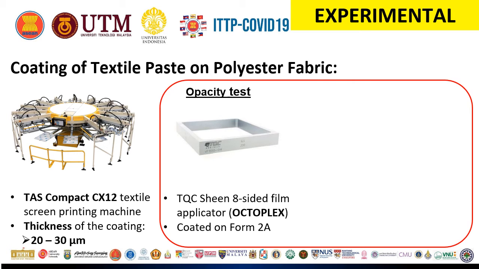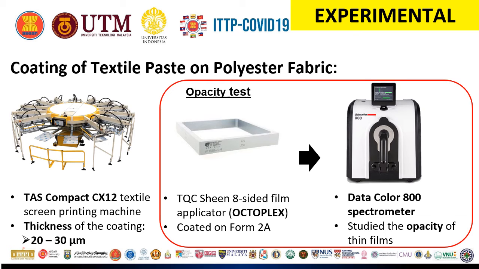For the opacity test, a thin film was coated onto a Form 2A using the TQC Sheen 8-side film applicator. After the coating, the film was subjected to a Datacolor 800 spectrometer to study the opacity of the thin film.